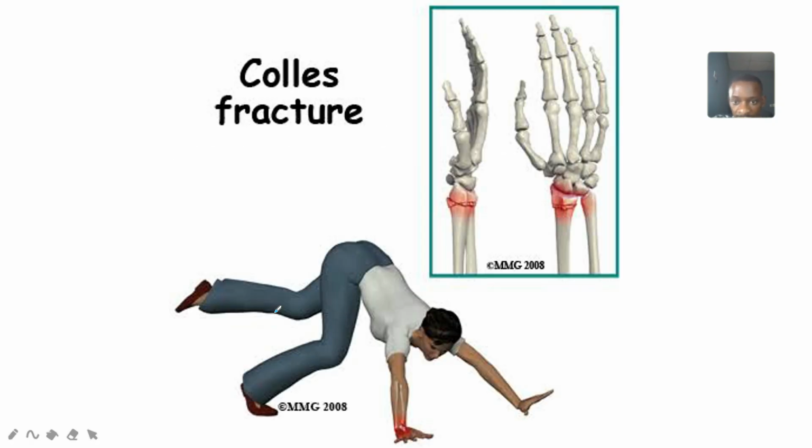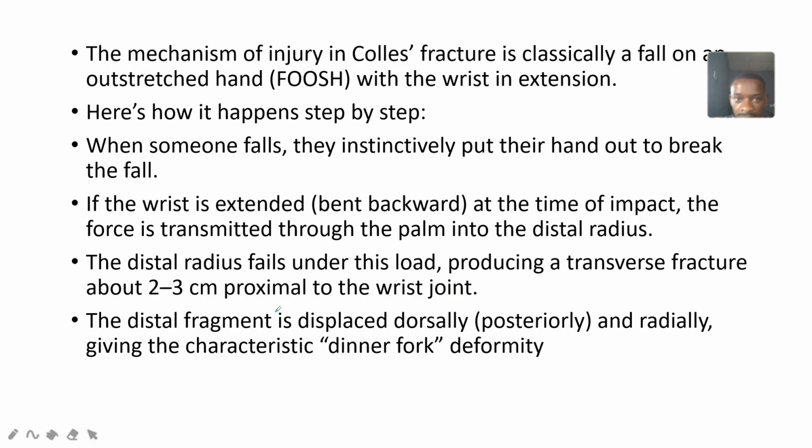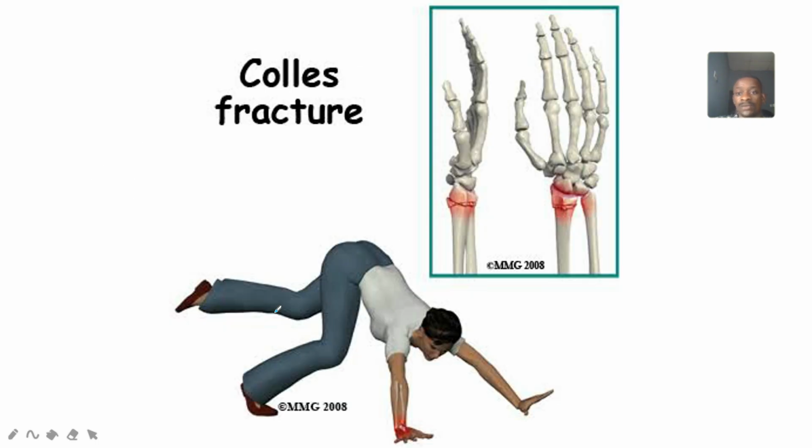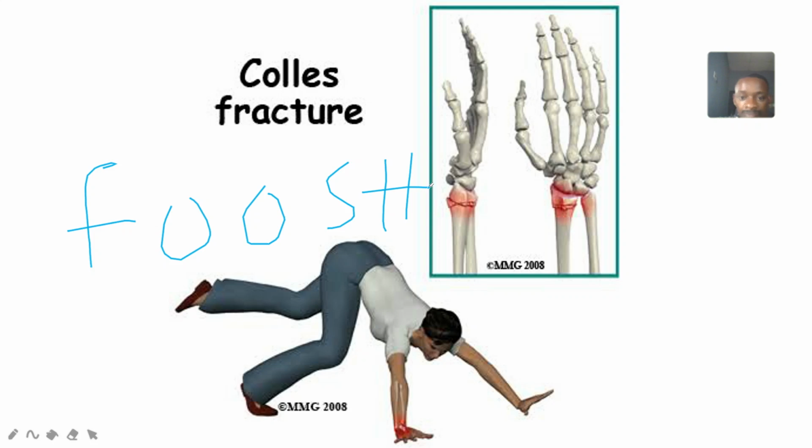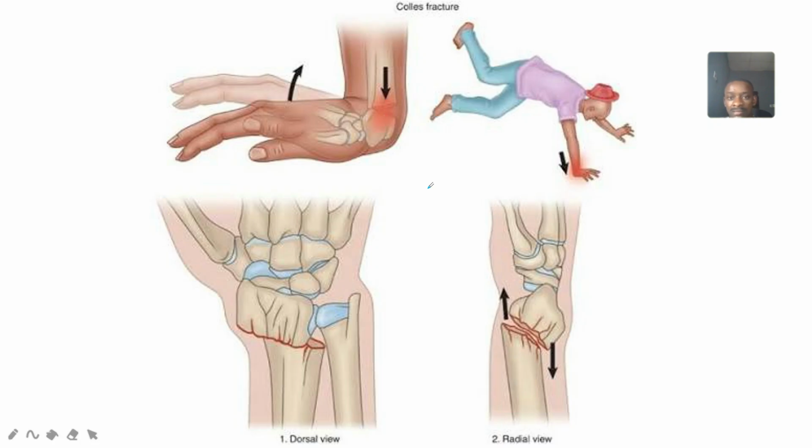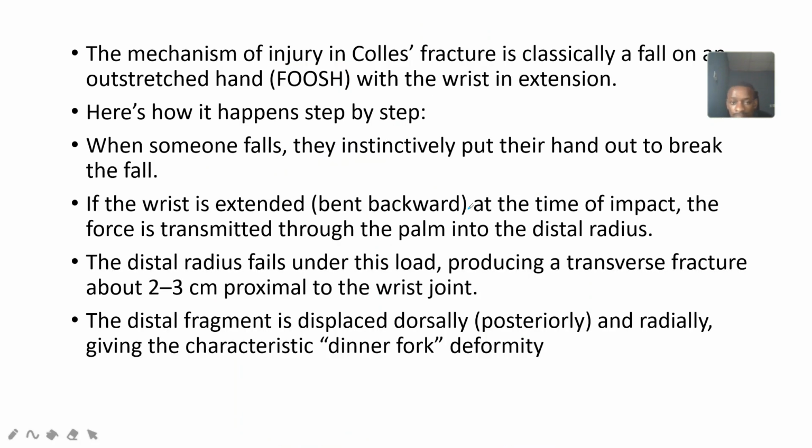So this is Colles fracture, and it's a fracture that is around the wrist, and it's usually caused by what? Primarily, the person was falling and they use their hand to support themselves. So in medicine they call it the FOOSH. That's fall on outstretched hand, like this. So this is what causes Colles fracture.